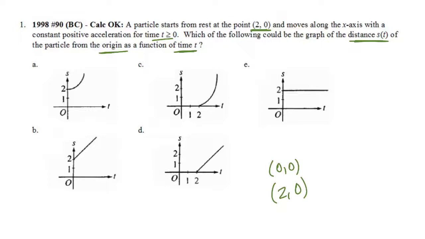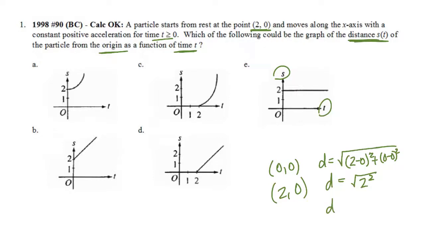Well, this is a distance s(t) versus time. So notice this is distance versus time. If we look at our distance formula, that would be the square root of (2 minus 0) squared plus (0 minus 0) squared. That's one way to look at it. And so the distance is going to be the square root of 2 squared, so that distance is 2.